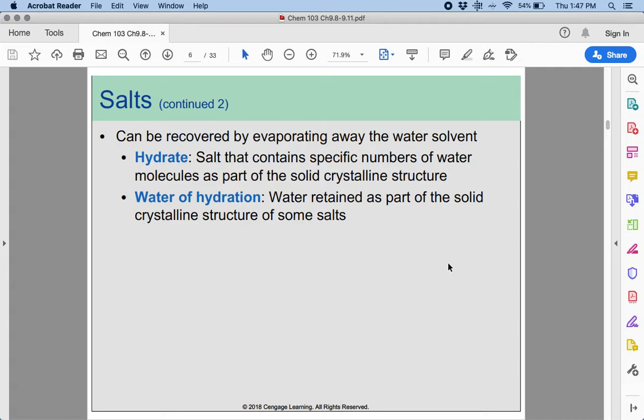What we can do sometimes is dry out or heat up that solid crystalline structure a little bit and get rid of some of that water, let it evaporate out, and get what we would call an anhydrous ionic compound, which means no water containing. The water of hydration is the water retained as a part of a solid crystalline structure of some salts. So sometimes the actual structure of the salt has some water molecules in it.